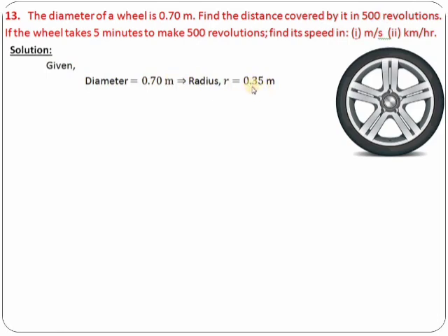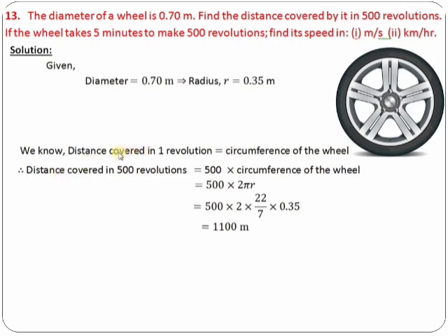Now why am I finding the radius? Because I want to find the circumference, and that circumference gives you how much distance is covered in one revolution, right? So that's why, we know distance covered in one revolution will be the circumference of the wheel.